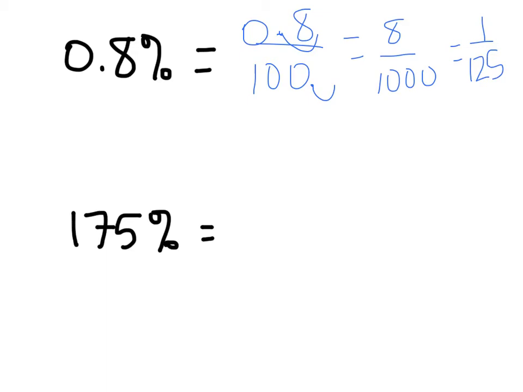Even if my percent is bigger than 100, I still put it over 100, and I simplify. So 175% is 7/4, or I can rewrite it as 1 3/4.